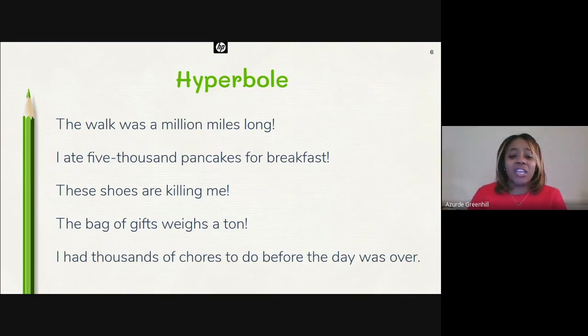The bag of gifts weighs a ton. So a ton is a lot. So can a bag of gifts really weigh that? No, it can't. But what the author is trying to say is that the bag has a lot of toys and it's really heavy. I had thousands of chores to do before the day was over.